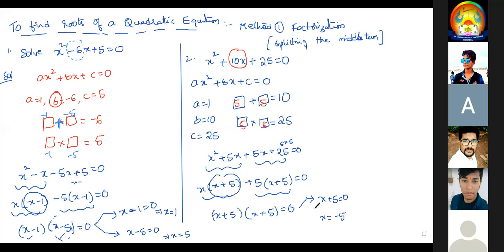Then I'll ask how many roots this first equation has. So the first equation has two roots, sir: x is equal to 1 and x equal to 5. Now I'll ask, the second equation has how many roots? Sir, it has two roots, but they are repeating roots, twice. Equal roots. Yeah, very good. The term is called equal roots.